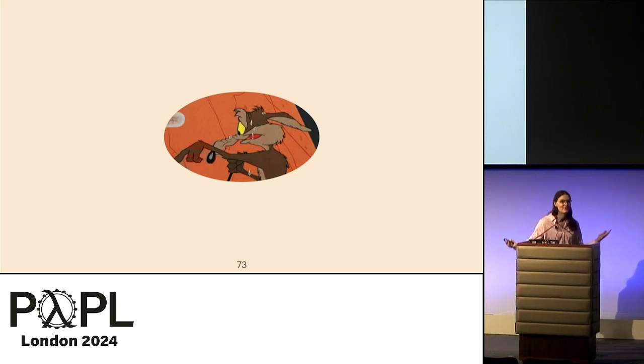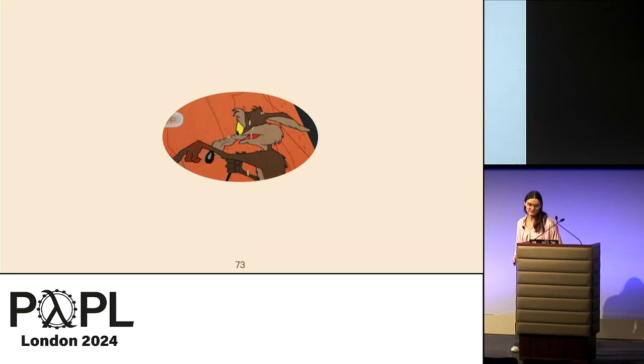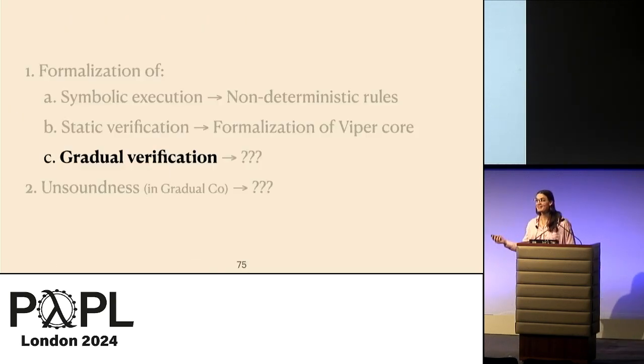But now, if we spent all this time verifying Wiley's code, why did Roadrunner get away? Is it because Bugs Bunny is in his computer? Well, there's at least one other explanation, and that has to do with a combination of several things underpinning gradual verification. So gradual verification, in a very short nutshell, allows incremental development of specifications by allowing explicitly partial specifications.